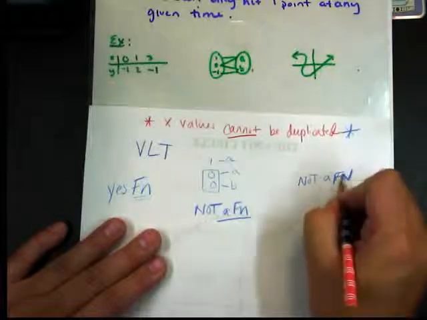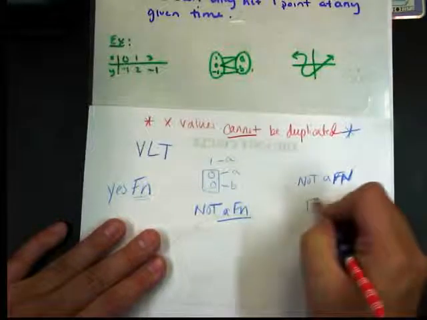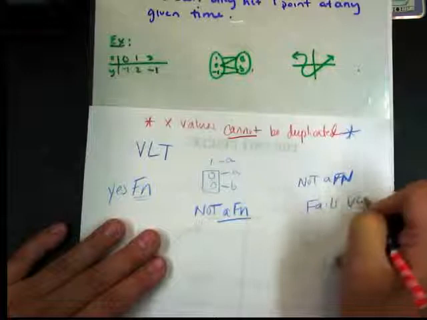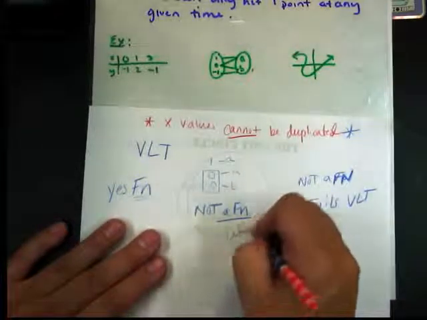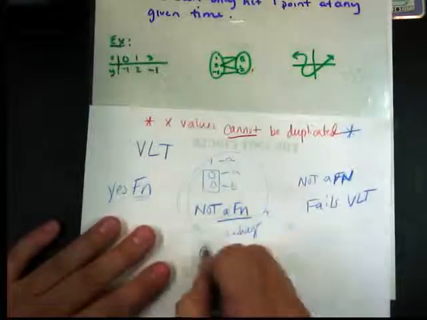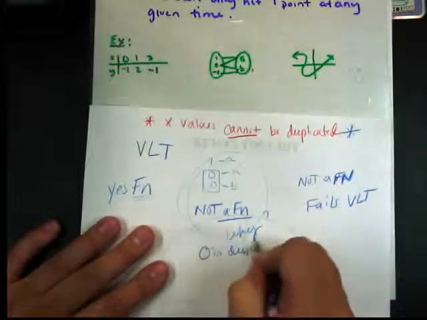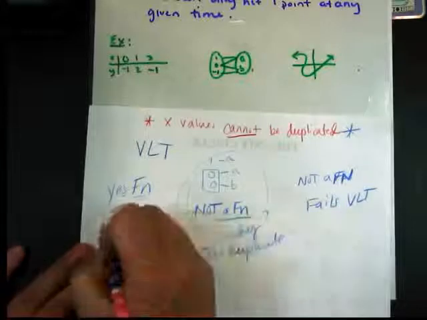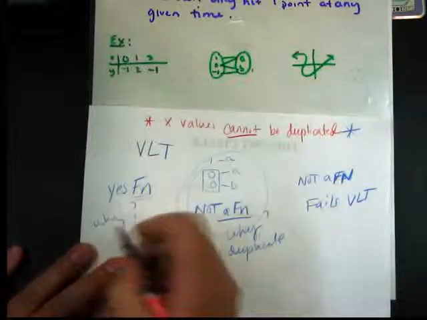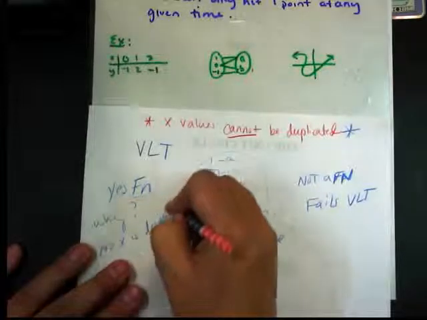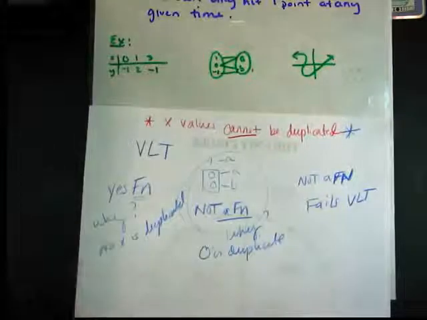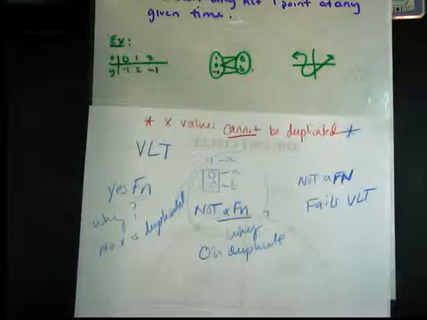And if you're asked why, you would say it fails the vertical line test. If you're asked why, you would say because the 0 is duplicated. If you're asked why, it's because no x is duplicated. And you will be asked why. So you need to make sure you understand the reasoning as to why something is a function or is not a function.